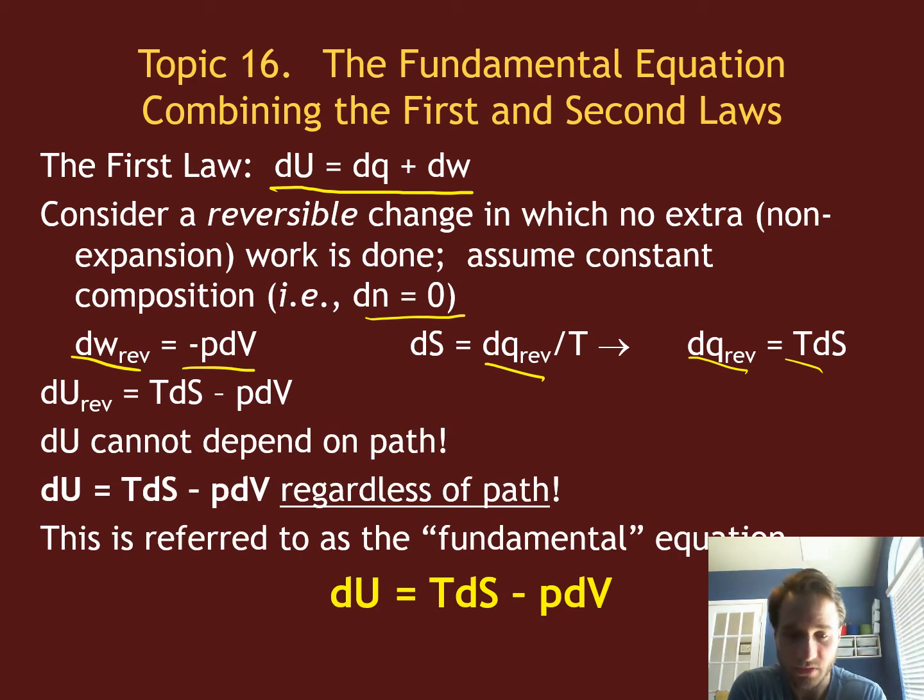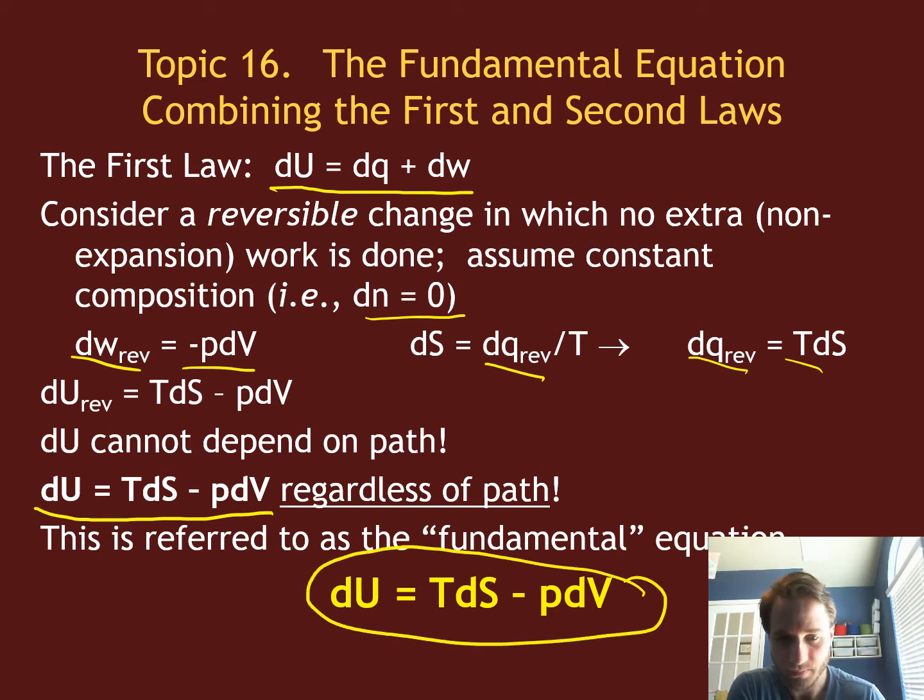But dU is a state function, right? U is a state function, so it can't depend on path. So in general, no matter what the path, dU will equal TdS minus pdV, okay? And this is our fundamental equation, okay?